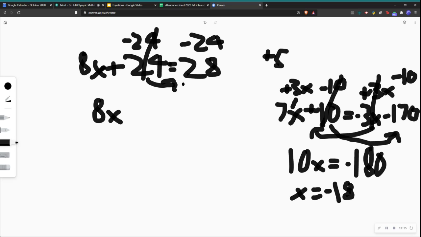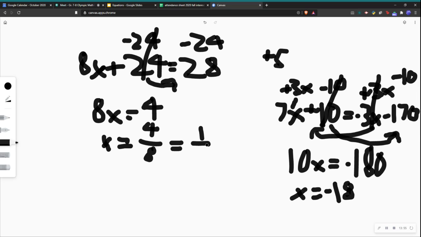Okay, so we moved the 24 to the right side by subtracting 24 on both sides. And here we're left with 8x is equal to 4. So 28 minus 24 is 4. And to get rid of the 8 on the left side, we have to divide by 8. So this would be x is equal to 4 over 8. And if you know how to simplify fractions, this would be 1/2. So basically simplify it by dividing the top and the bottom by a factor, the greatest common factor actually, which is 4. So 4 divided by 4, 8 divided by 4, gives you 1/2.